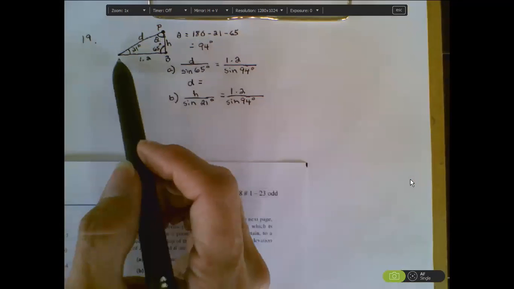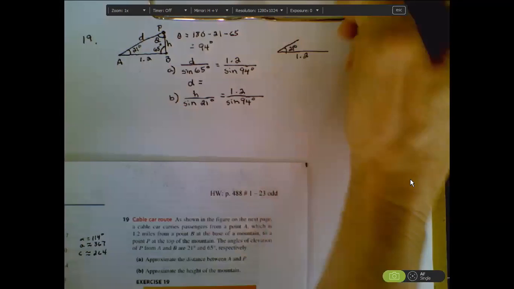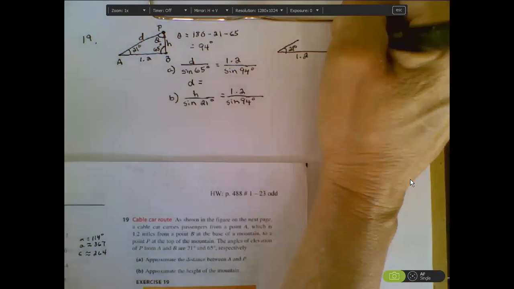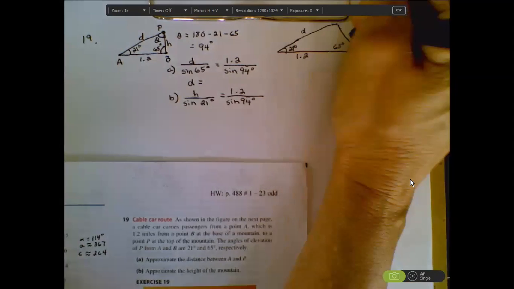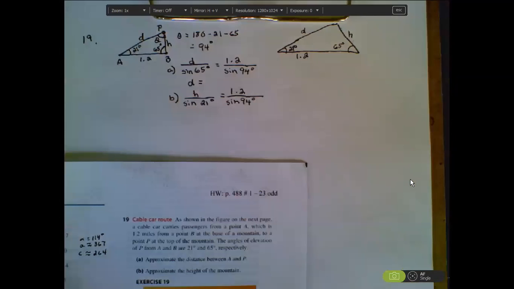I was thinking, does it matter that my picture's not drawn to scale? The actual picture would look more like this, 21 degrees and 65 degrees. Can I draw an angle that looks like 65 degrees? But this would still be D, and that would still be H, and H is still the angle opposite 21 degrees. Does that make sense, Miss Kelsey? Yes. Okay. Practice drawing the picture.